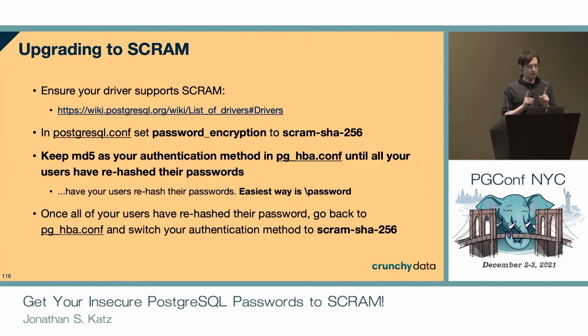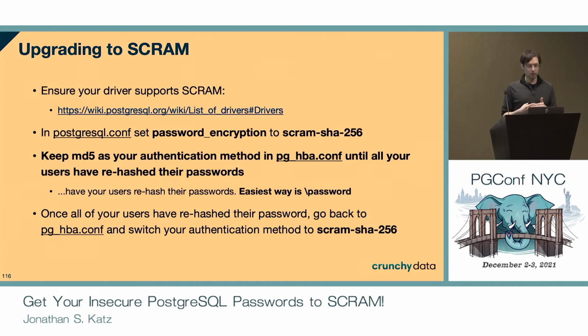You can still keep MD5 as the authentication method in the HBA file. We did something within the code base that, even if MD5 is set there, first checks what the password field in the pg_authid table looks like. If it looks like a SCRAM verifier, it says, okay, don't do MD5, do SCRAM. If it looks like MD5, it goes ahead and does MD5. The reason is to allow people to upgrade.